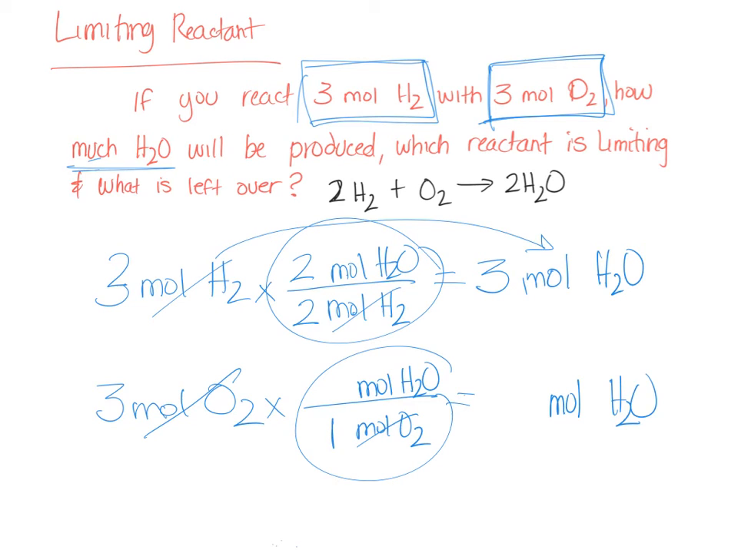There's an invisible assumed 1 in front of O2. There's a 2 in front of water. 3 times 2 is 6. Now again, just keep thinking back to the bread exercise we just did. You can only make the lesser of the 2. So I'm only going to be able to make 3 moles of water. So that's this answer here. How much water can be made?